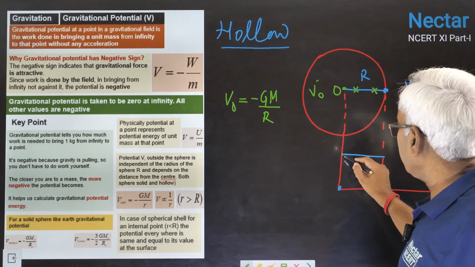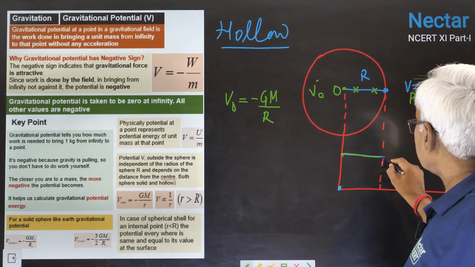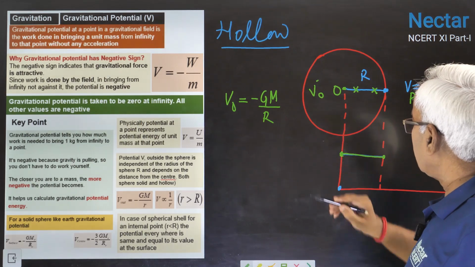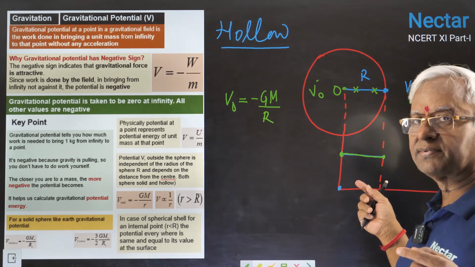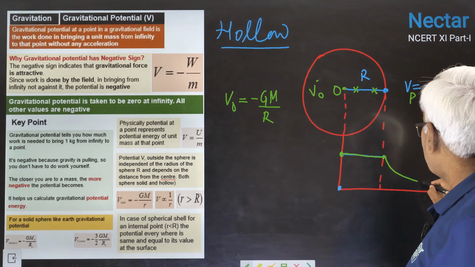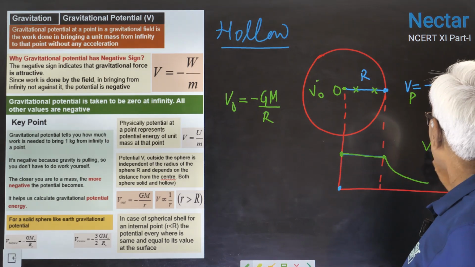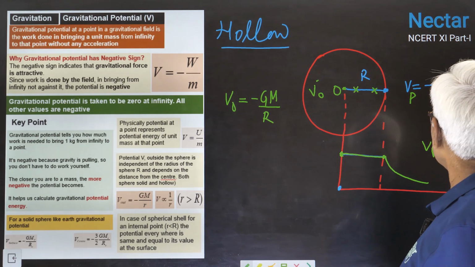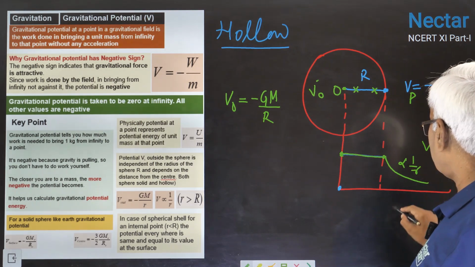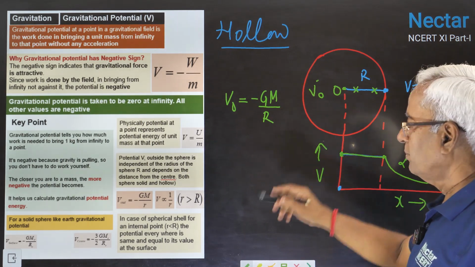That's why the graph is depicted here, and both have this point on the surface and this point at the center. Both are the same, inside throughout the value is the same, and after that again this relation will continue. Vp for outside points is minus GM upon small r. This is proportional to 1 by r. Here we have chosen x, and this side is potential.